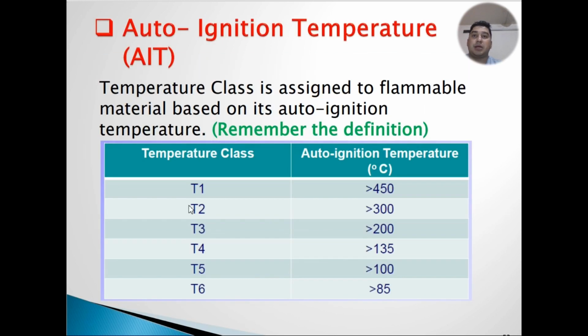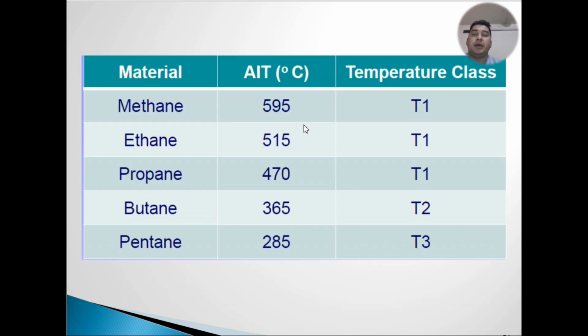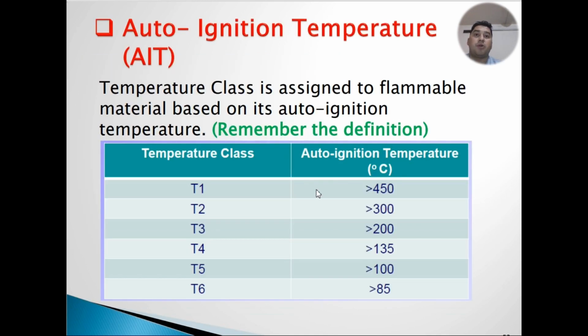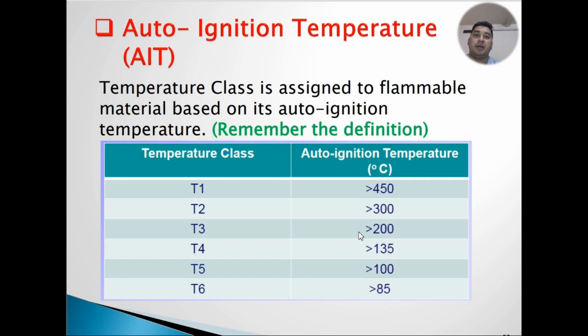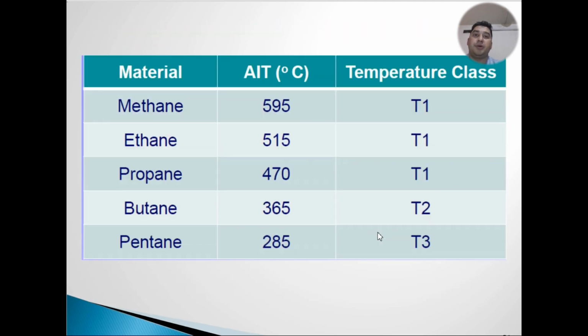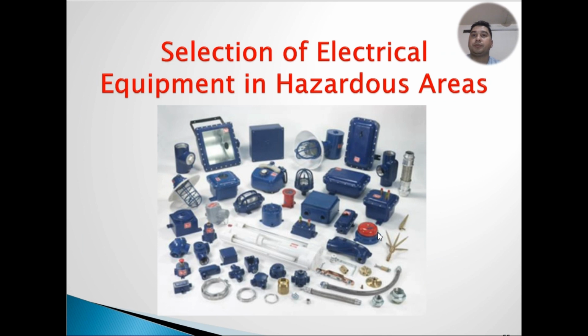As per these classes, temperature classes, the material will go to the different temperature class. If it is above 450, then it will go to T1, temperature 1. If it is below that, it will go to T2, T3. If it is below 200, and so on. So as per the temperature classes, we have to divide the material.